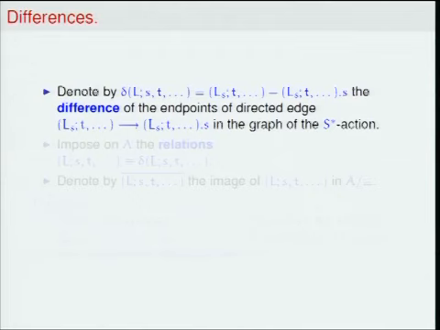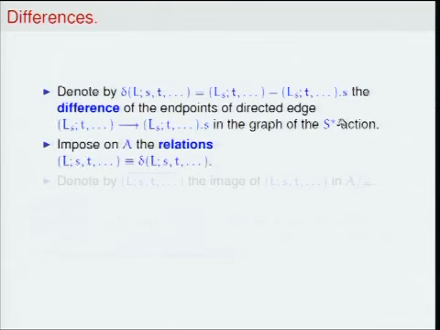Now, for the relations, recall that we have observed that paths of length at least 1 correspond to edges of paths of shorter length in the action graph of the free monoid. Given one such alley, L S T and so on, let's denote by delta the difference of the endpoints of the edge it corresponds to. That's the difference of L take away S T and so on, and L take away S T and so on, acted upon by that S element.